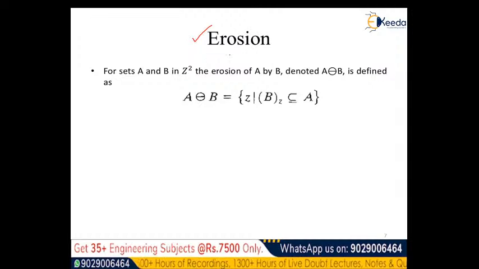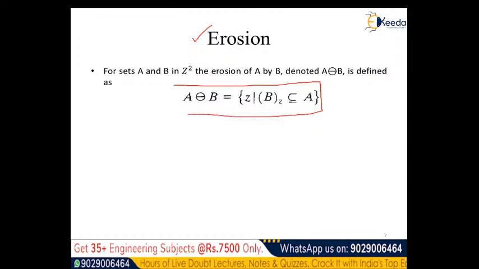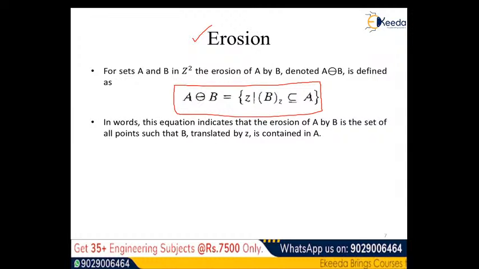So now let us continue here. The definition of erosion. Mathematically, using the set theory, I can outline it like this. In words, this equation indicates that the erosion of A by B is basically the set of all points z such that B translated by the parameter z is contained in A.